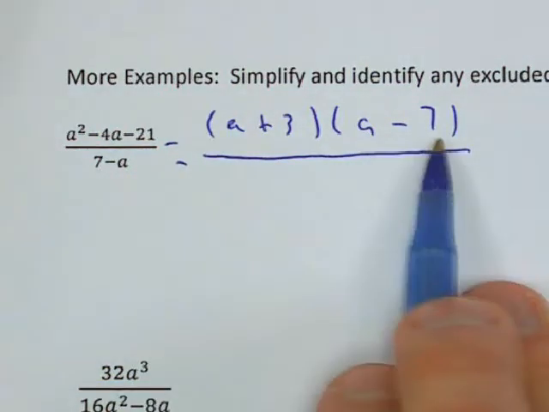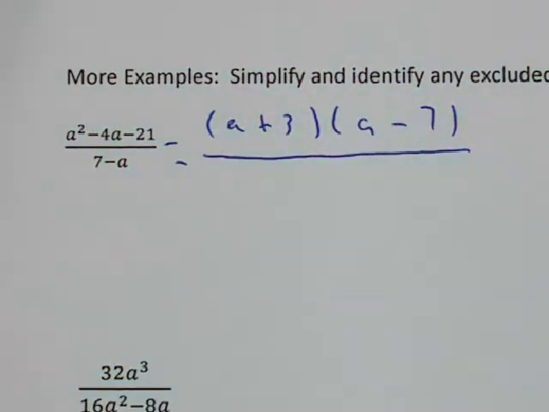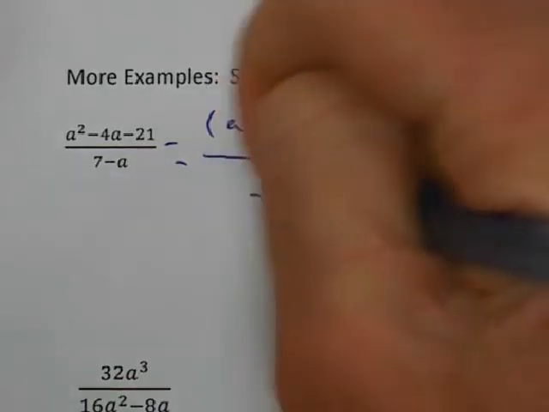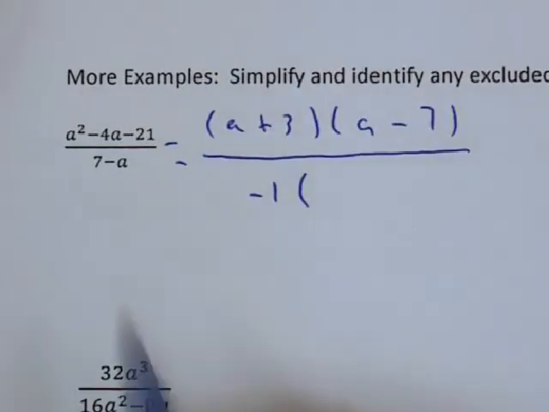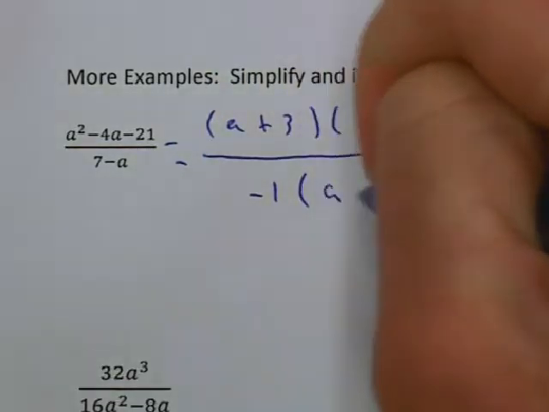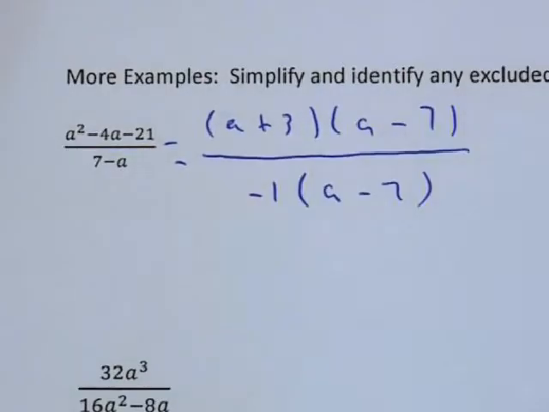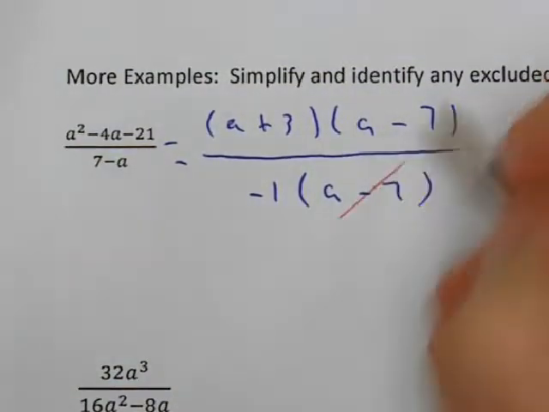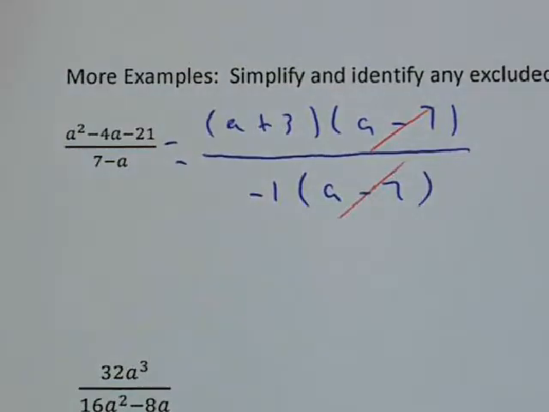Is that going to reduce with this thing? No, almost. What's the only thing I want to change? Well, the signs, right? So to change the signs, like we said in the last chapter, we want to factor out a negative. So I can take out a negative 1, and that would leave me with positive a and negative 7. Okay, and now we can reduce these things because now they match. And then we're left with a plus 3 over negative 1.